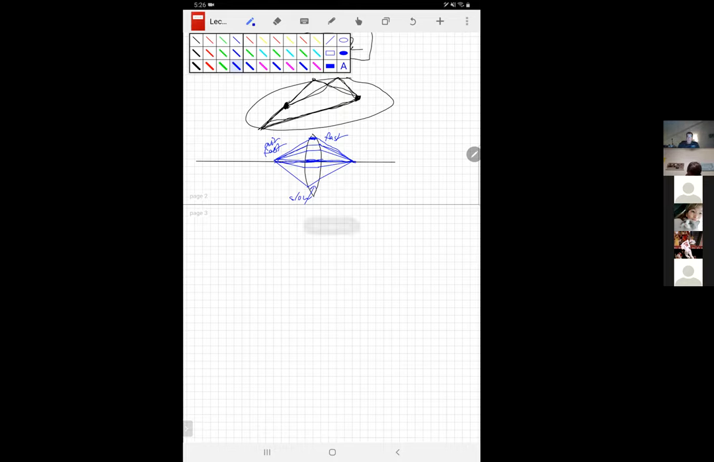Any questions on that idea? That's really cool. I didn't think about that. That's exactly how lenses work, at least an ideal lens.